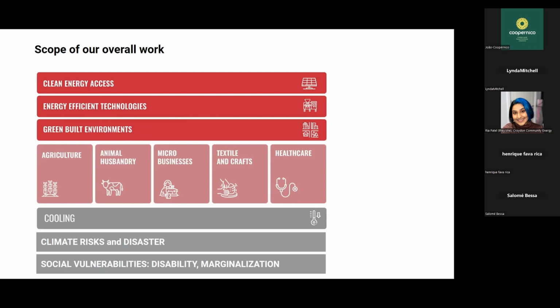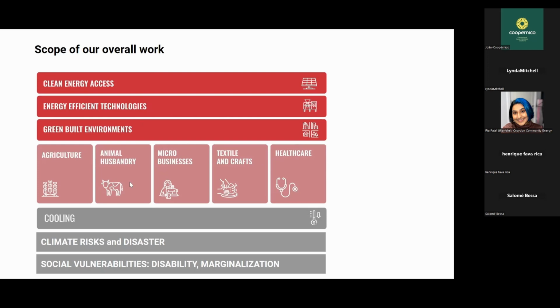So the green built environment piece really bolsters the work that we are looking at around energy solutions and optimizing the infrastructure for a particular requirement. We bring these solutions together for 4 livelihood sectors: agriculture and animal husbandry, micro businesses, textiles and crafts, and healthcare, which has now actually become quite a large part of our portfolio.